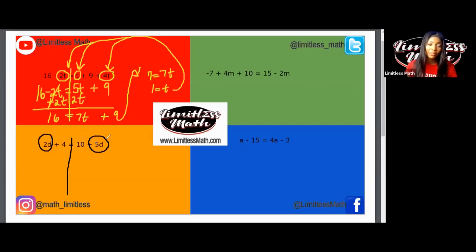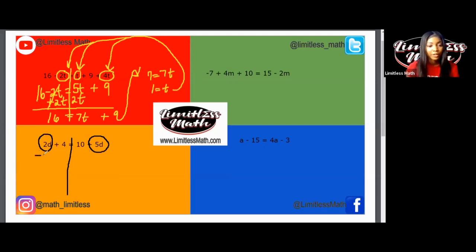Well, 2d plus 4, there's nothing to combine. They are not alike, right? 2d plus 4. 4 doesn't have a d attached to it, so can't combine it. Just leave it. On the other side, 10 plus 5d, cannot combine it. Just leave it. So again, we make the choice. We want the d's on one side, the numbers on the other side.